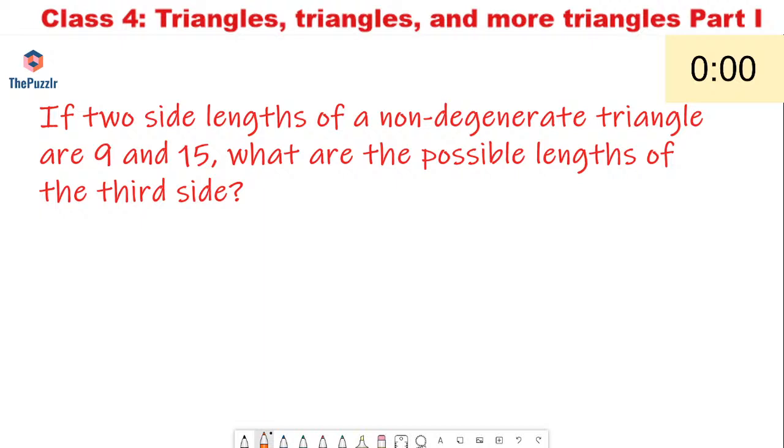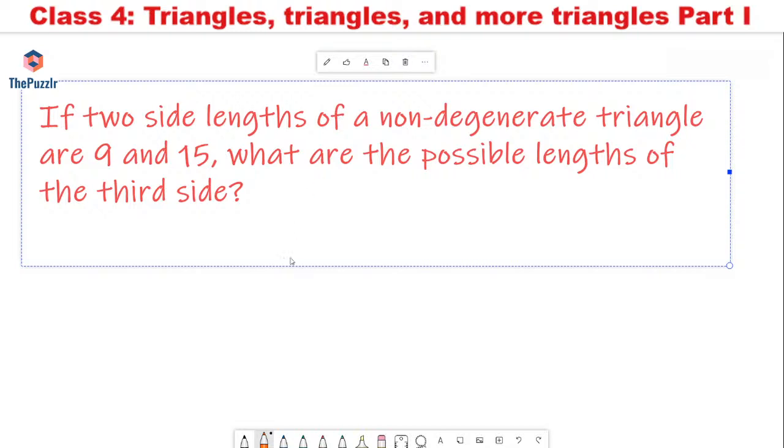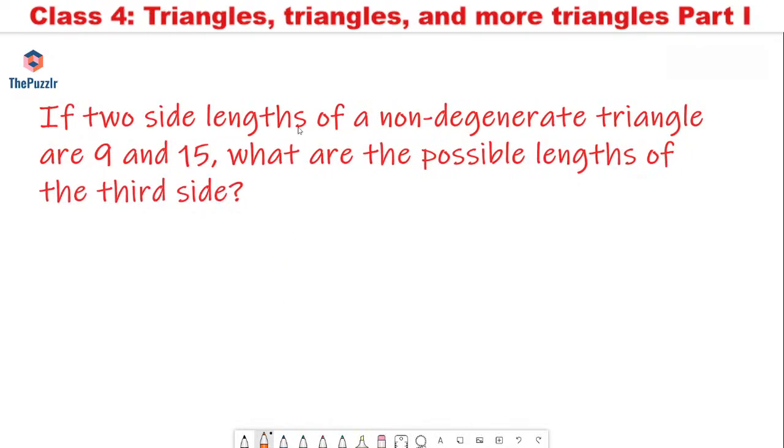Okay, let me go back there. We have one triangle, and the third side, let's call it c, I don't feel like using x. So now 9 plus c needs to be greater than 15, right? So the two shorter sides always need to be greater than the longest side. So if 15 is the longest, these need to be greater than 15. So that means that c is greater than 6, right?